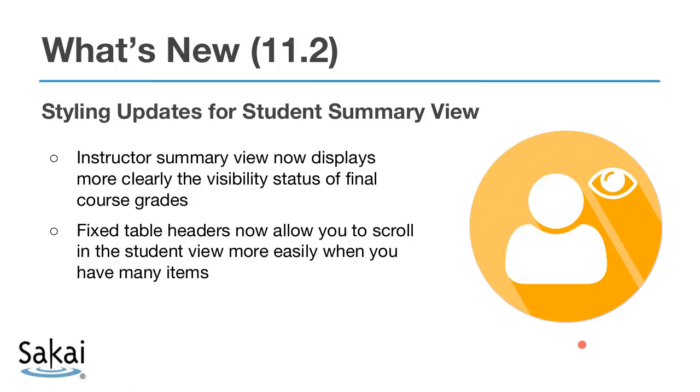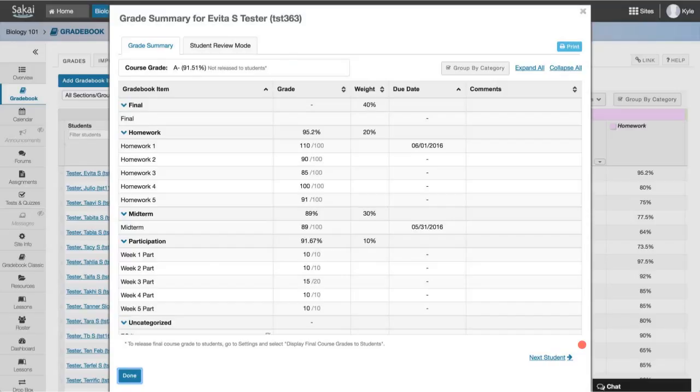For 11.2, we made it easier to see the visibility status of final course grades in the instructor view, and added fixed table headers, which allow you to maintain a sense of place with large gradebooks as you scroll through a long list of items. You can now see a fixed header at the top there.